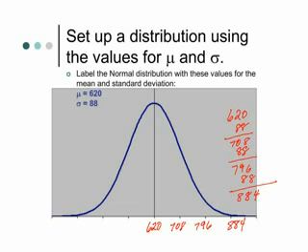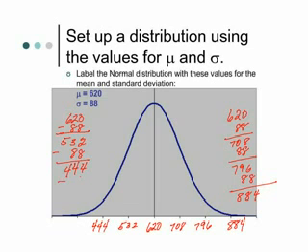Now let's go the other direction. 620 minus 88 is 532. Subtract another 88, and you get 444. And one more, subtract 88. You get 356.